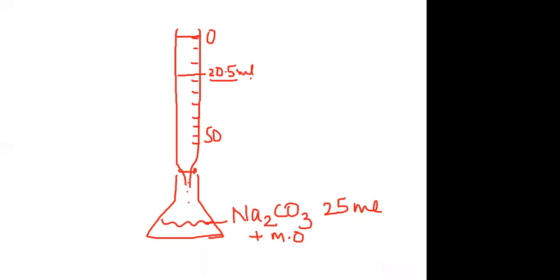That means 20.5 ml of the acid solution has just neutralized the 25 ml of the sodium carbonate solution. This is the reading that we are talking of. This is the reading which will have to be tabulated.